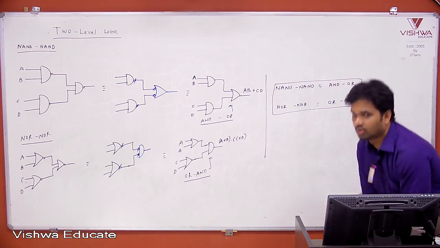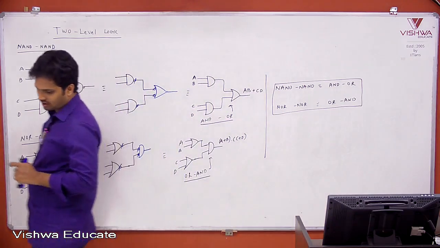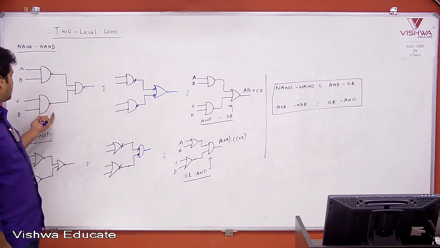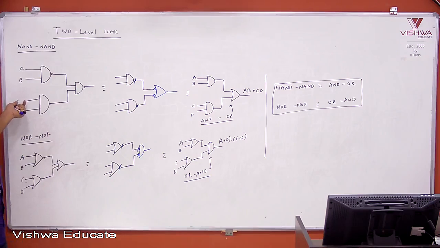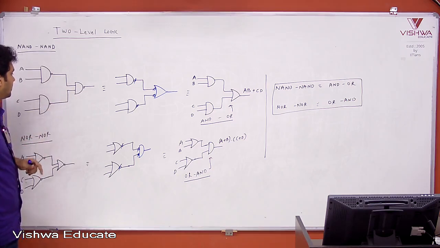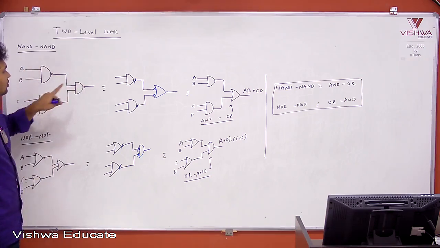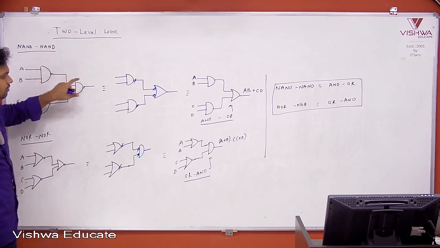Why is it called two-level logic? Please understand, here two levels are there. Whenever an input is given, you will get the output after passing through two gates. That's why it is called two-level. What is one of the advantages? All input signals will pass through an equal amount of delay to get the output here. This is called two-level logic.